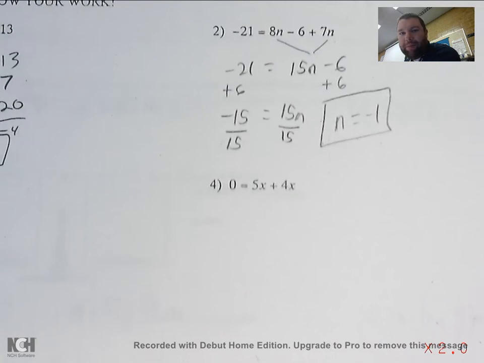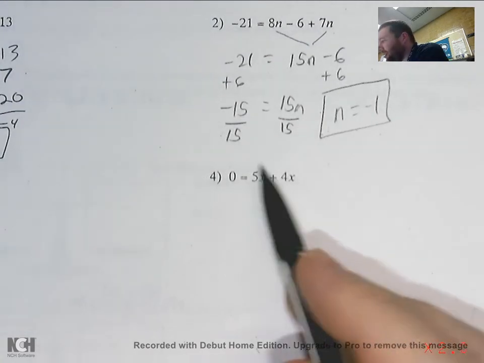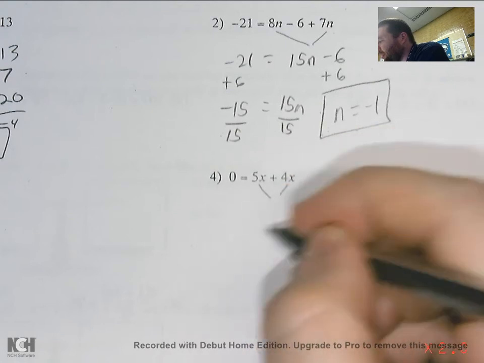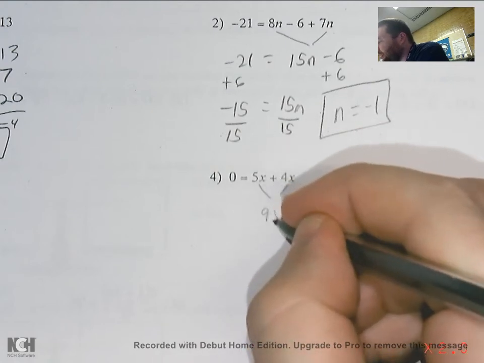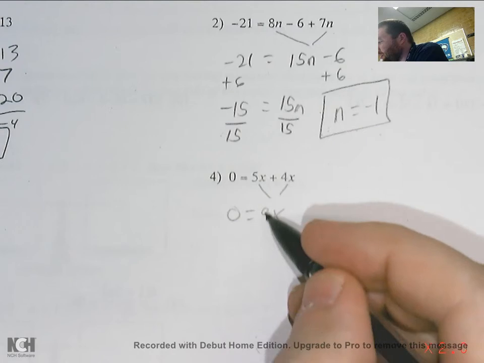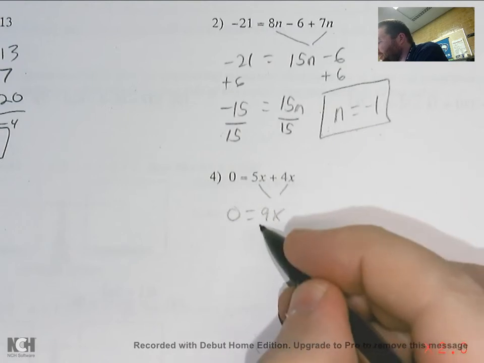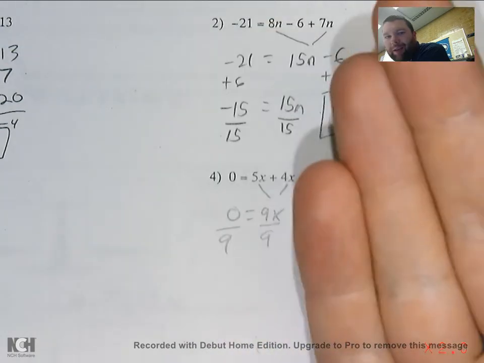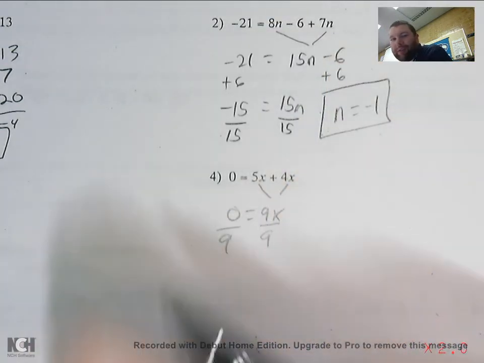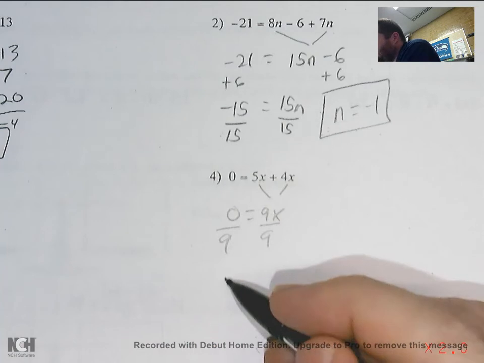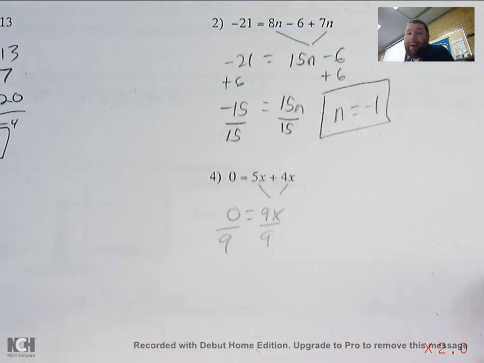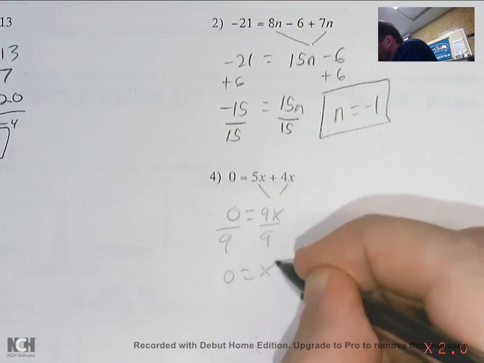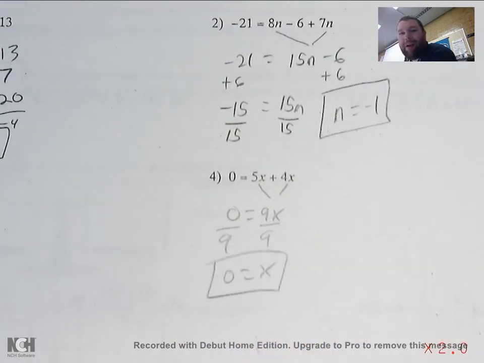Okay, not too tough. This one, there's nothing to distribute. We do have one set of like terms here. So 5 plus 4 is 9x equals 0. So we just have a one-step equation here. Divide each side by 9. And if I have 0 or nothing, and I divide nothing 9 times, I'm still going to have nothing. No matter how much you try to divide your lack of money, you're still going to have no money. So x would equal 0 there, right?